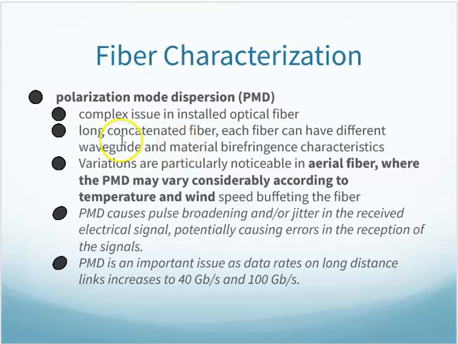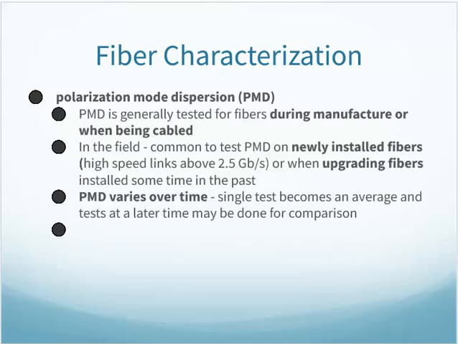This right here says it comes into play with long concatenated fiber, where I have one fiber joined to another fiber. There might be micro differences in them, and that can create this birefringence characteristic. These are particularly noticeable in aerial fiber, where you have a lot of bending and twisting in the fiber, but also temperature and wind, causing some variations in this. So that can cause some polarization mode dispersion.